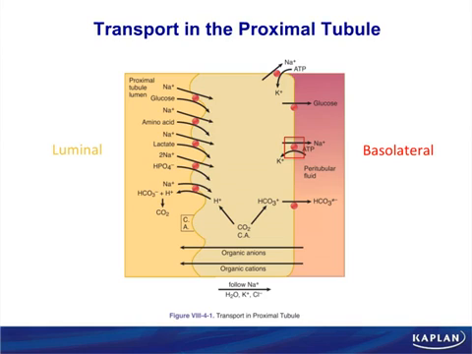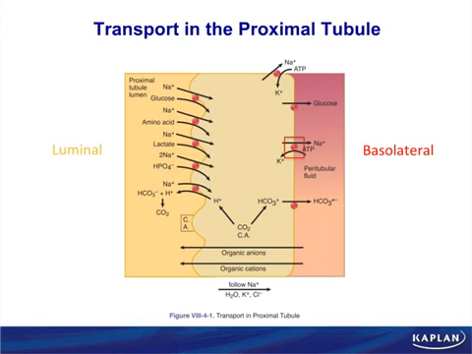By doing this, you are setting up an electrochemical gradient. You have a low intracellular concentration of sodium here. Sodium moves inside the cell down its electrochemical gradient. As it does so, it pulls in glucose, amino acids, lactate, phosphate, and many other substances. This is secondary active transport. Many substances are reabsorbed here via secondary active transport. So the kidneys spend a lot of energy right here in the form of ATP.